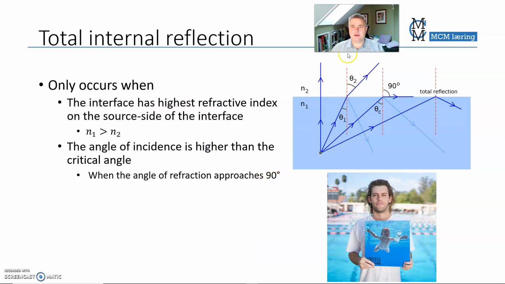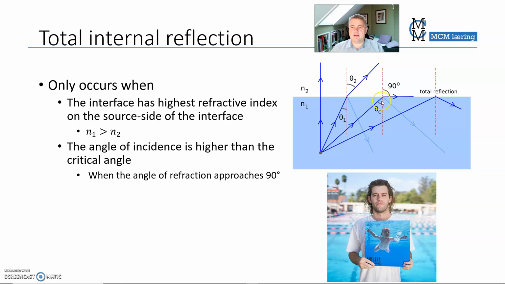Total internal reflection. When we have a light that goes from a source in a high refractive index over to another material with a lower refractive index, the beam will bend away from the normal. The normal here is shown in a red dotted line. So the beam will bend away from it.